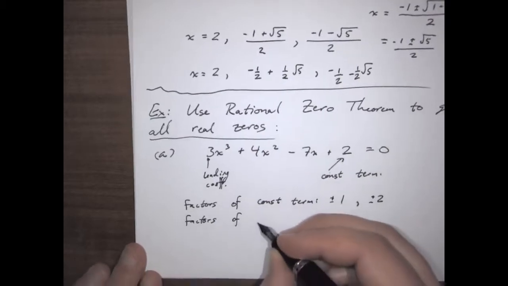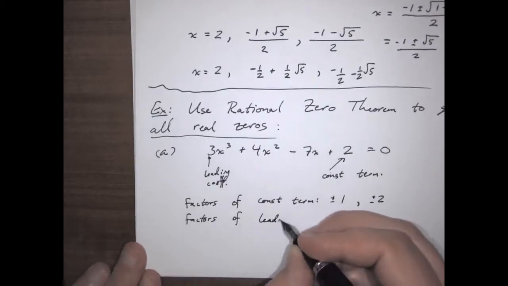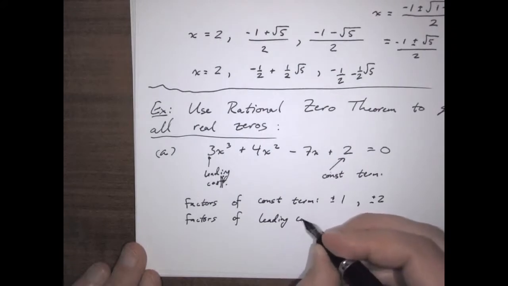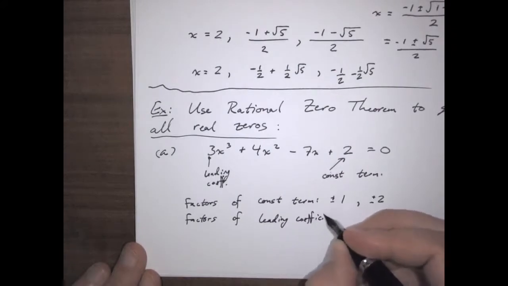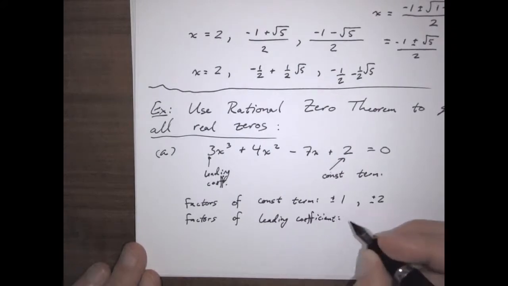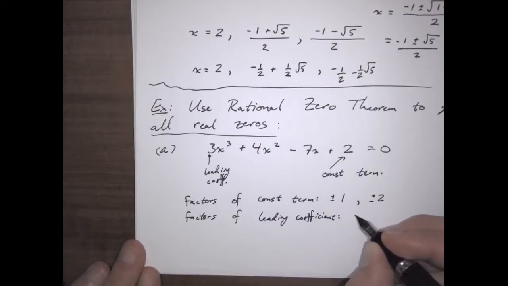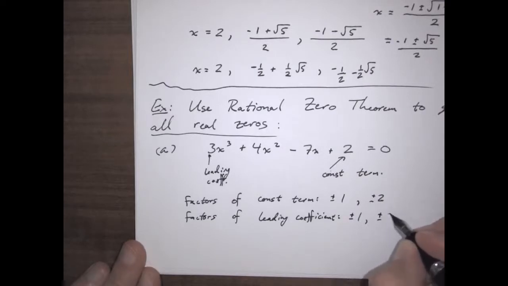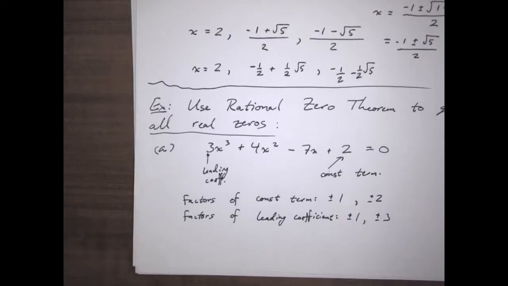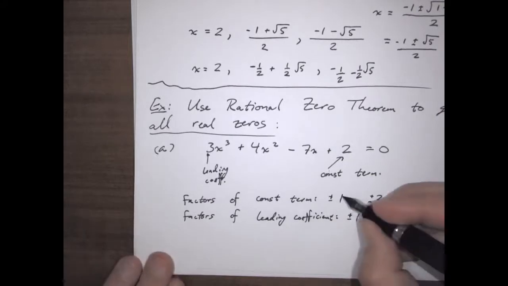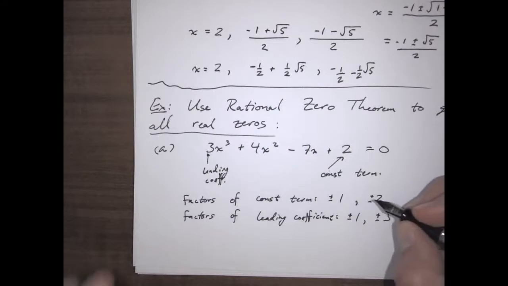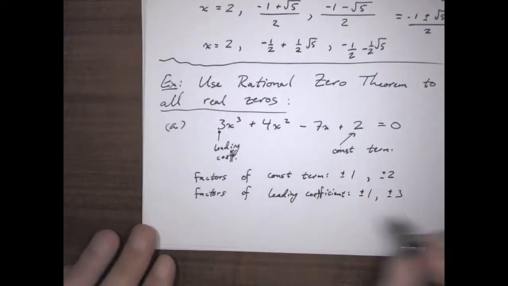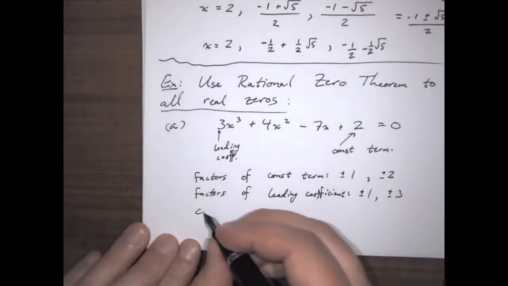So factors of the leading coefficient are going to be, again, things that go into 3, so it's going to be plus or minus 1, and plus or minus 3. So what that means is we have the ability to mix and match any one of these over any one of these. So candidates here.